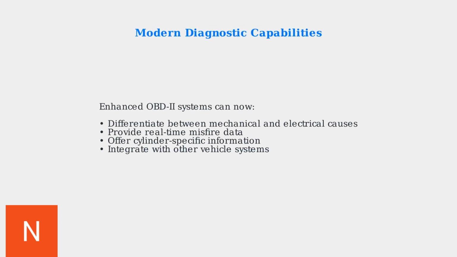Modern Chevrolet vehicles feature enhanced OBD2 systems that provide more accurate diagnostics. These systems can differentiate between mechanical and electrical causes, provide real-time misfire data, and integrate with other vehicle systems for comprehensive analysis. Now that we understand what the P0300 code means, let's walk through the systematic diagnostic process to identify and fix the root cause.